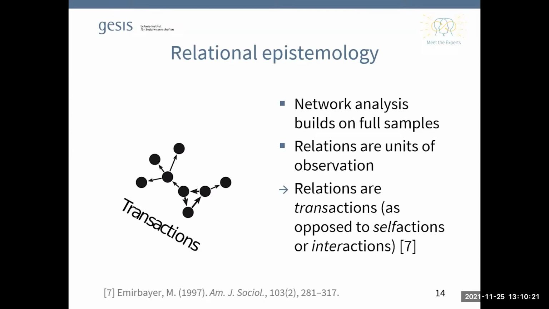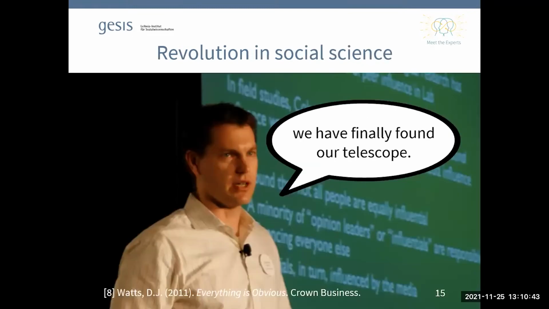stepping away from the notion of self-actions that is often connected to the behavior of rationally behaving persons, and also moving away from the interaction term, which is often used in a variable-centered approach where you have interactions of variables. So in general, in the social sciences, even though there's a lot of social network analysis being done now, it is still very much focused on the person as the central unit of observation and sample-based approaches.